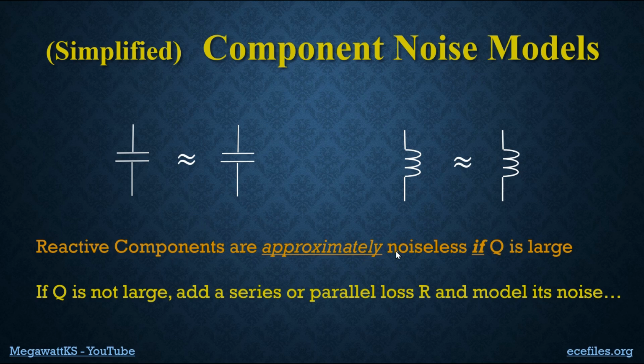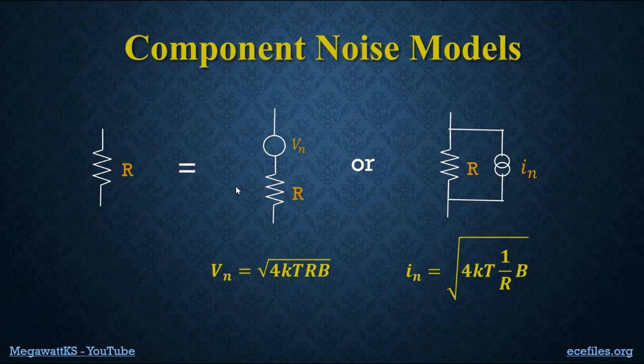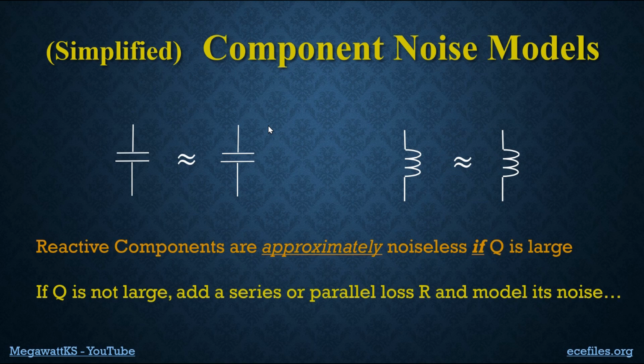This is approximately true if the quality factor of these things is large. If Q is not large, what could we do? Well, we could put a series resistor here to model the so-called ESR, equivalent series resistance of the capacitor, and then we could use this as our noise model to make a more elaborate noise model of this. But I like to assume that Q is large on first analysis, and that just makes life a lot easier. And oftentimes it's true.